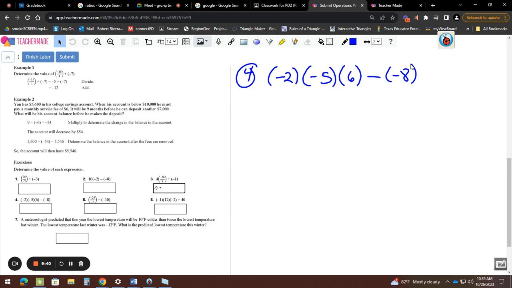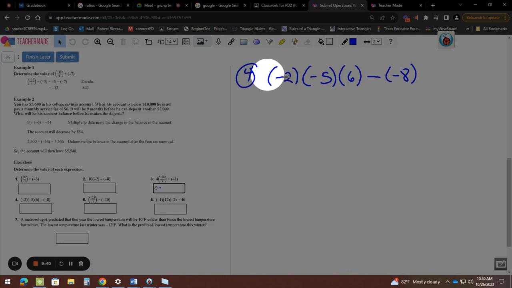Negative 2, what does a parenthesis next to a parenthesis mean? So negative 2 times, there's one of them. Negative 5 times, there's two of them. Positive 6 minus negative 8, that's 3. Okay, so how many operations? 3. If you're not sure how many, just read the thing. Negative 2 times negative 5, that's 1. Negative 5 times positive 6, that's 2. 6 minus negative 8, that's 3. 3 operations. So if you just know how to read them, you'll know how many operations. Okay?